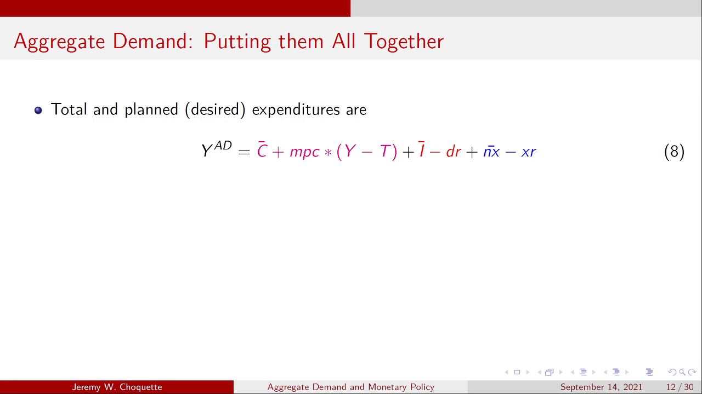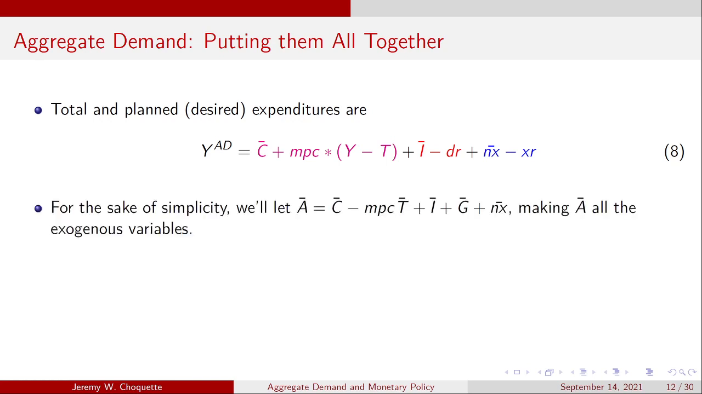So what I did was I just took the previous equations for consumption, investment, and net exports, and I threw them all together. Now, you're probably going like, Jeremy, why didn't you put government in there? Well, I didn't put government in there because the government spending is exogenous, and it's going to be picked up within the consumption function because we've got disposable income there.